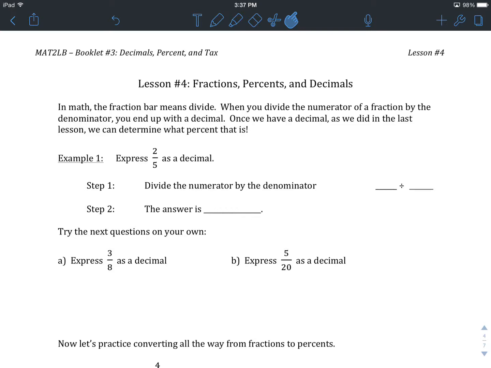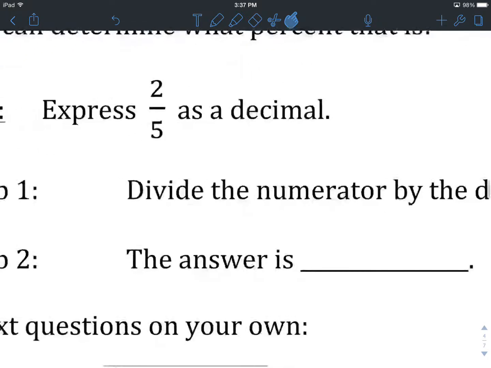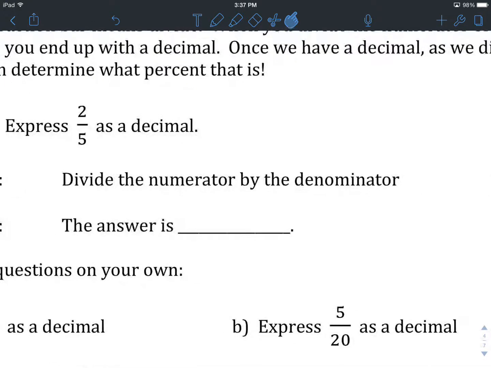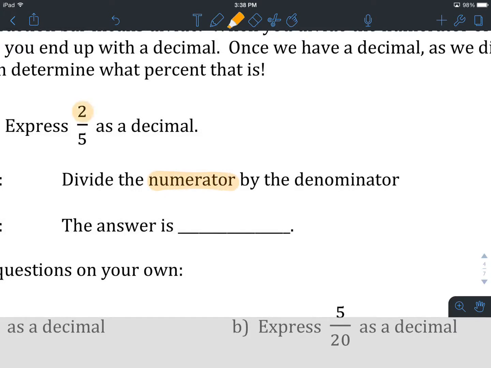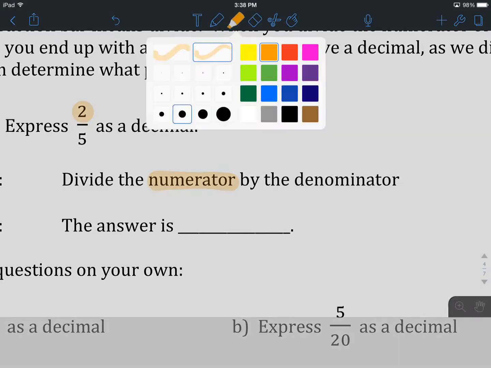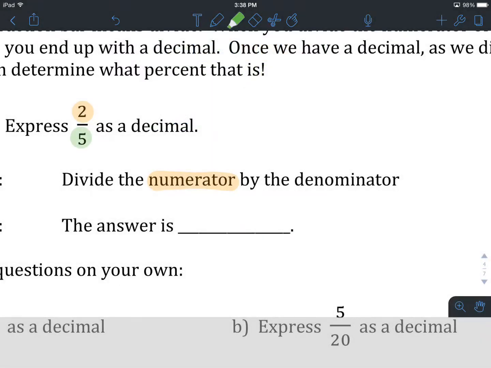Example number 1, express 2 over 5 as a decimal. Our first step is to divide the numerator by the denominator. Now that's important. What I want to do is highlight which piece is the numerator. That's the one on top of our fraction. And our denominator, the one on the bottom of our fraction. We'll get a different answer if we divide the denominator by the numerator. So we always want to be dividing the top by the bottom when we're working with fractions.